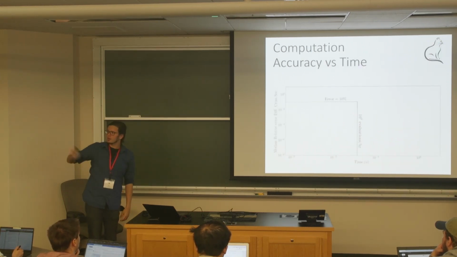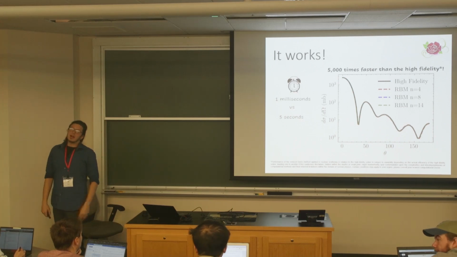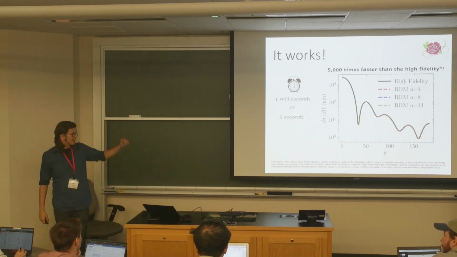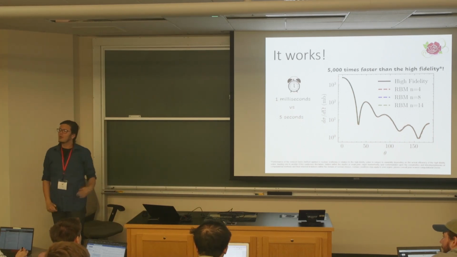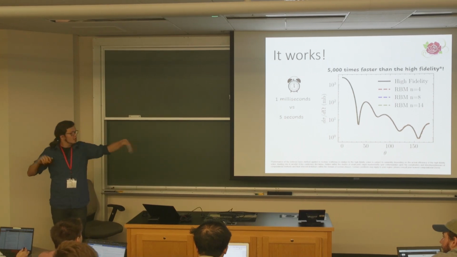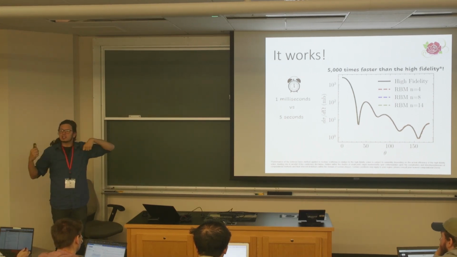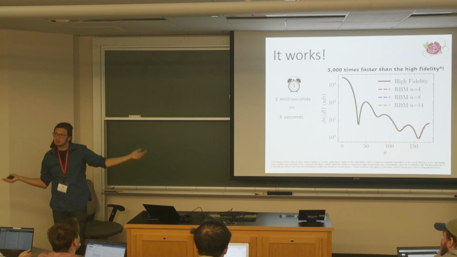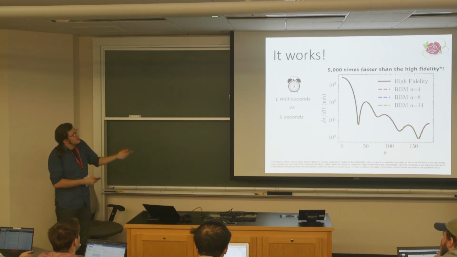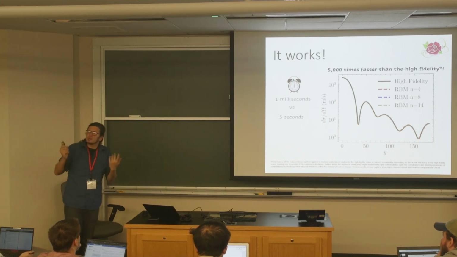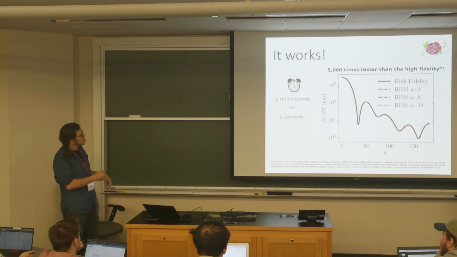Hey, Pablo, what? 5 seconds is short. 5 seconds is short for things that take hours, but for two-body scattering, and I will show it in a second, you can change the high fidelity to run in a second, which takes us from 5,000 to 1,000, which is still pretty good.